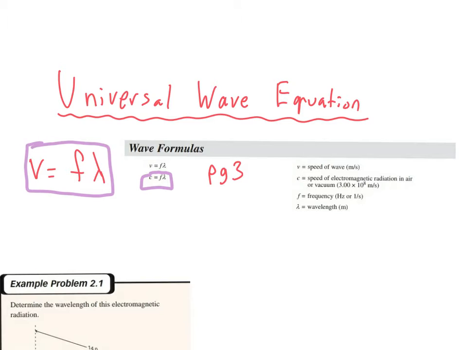V and c are kind of interchangeable here, and they mean the speed of the wave, which is in meters per second. The difference is c always refers to the speed of light. All of the different EMR that you're going to learn about this week, we have radio waves and microwaves, infrared, ultraviolet, X-rays, and gamma rays.